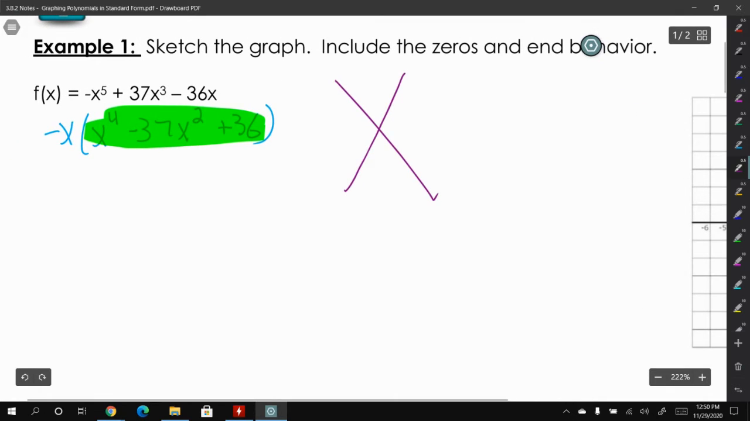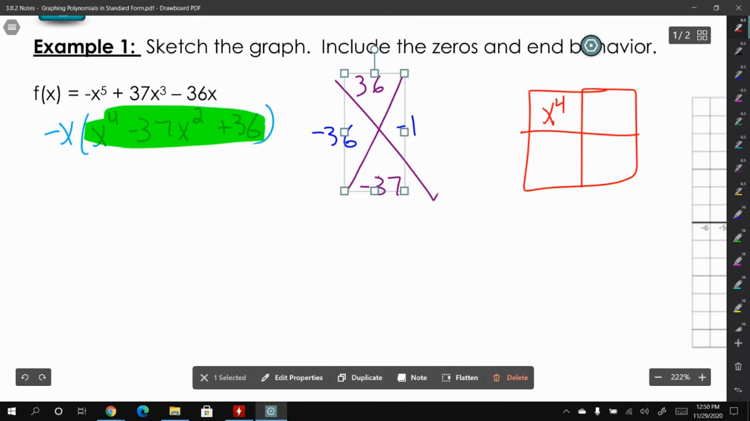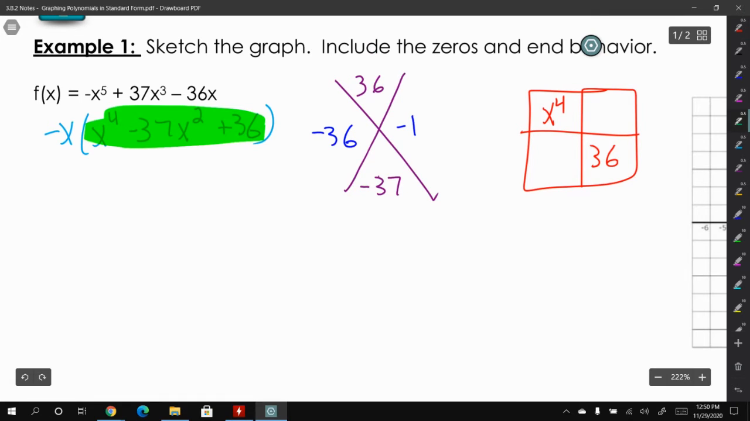Negative 37 is on the bottom, positive 36 is on top, and two numbers that multiply to positive 36 but add to negative 37 are negative 36 and negative 1. And then we do the box, and we put x to the fourth in the upper left and positive 36 in the lower right. And then negative 36x squared and negative x squared there. And like I said the other day, you can flip-flop those.